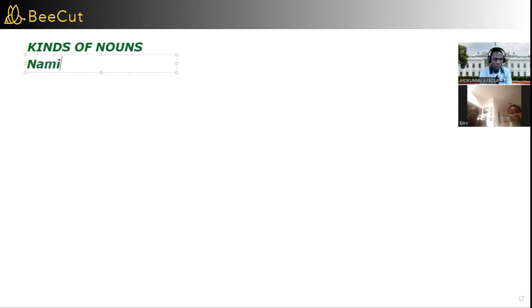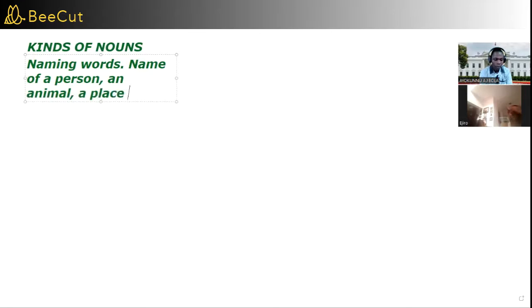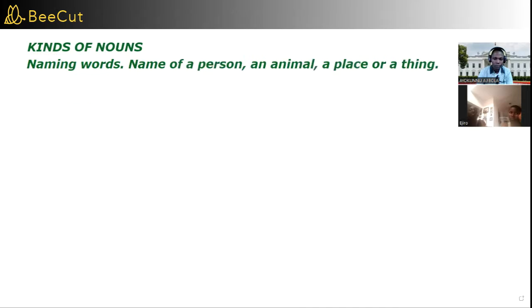Now, a naming word, names of a person, an animal, a place, or a thing. So that is what a noun is. But here we want to talk about kinds of nouns so that we'll be able to know the examples when we see them. So here now, let's talk about kinds of noun.